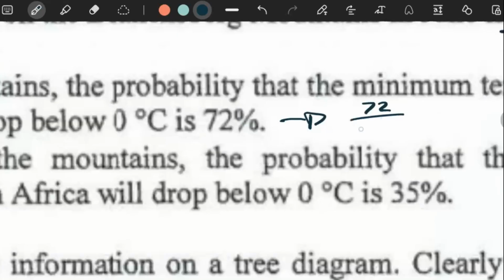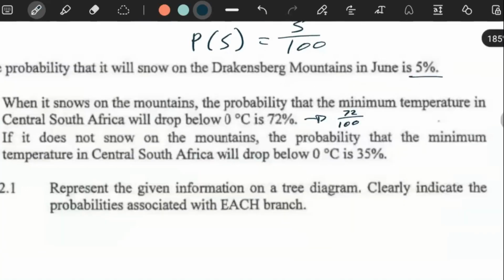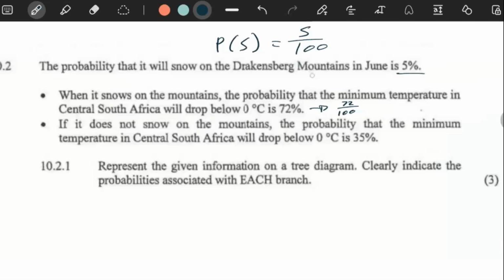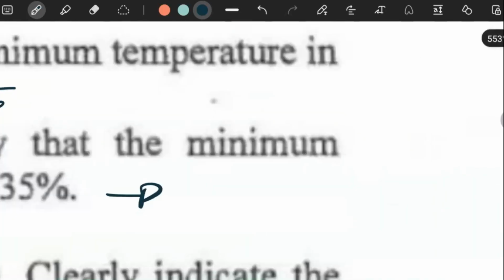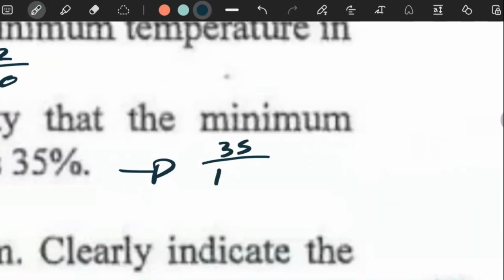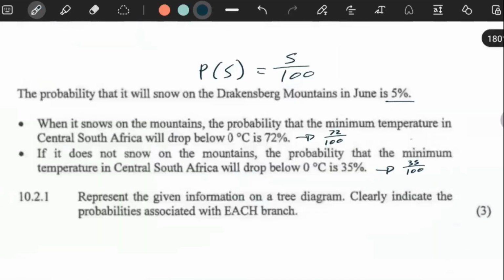So this is adding quite a bit to this question. It's more like saying if it does snow, then the probability that the minimum temperature in central South Africa will drop to 0 degrees is 72%. And then it says if it does not snow on the mountains, the probability that the minimum temperature in central South Africa will drop below 0 degrees is 35%. So all you want to recognize is that these guys are feeding us with a lot of text, almost like a tactic to try and just flood our brains with too many things. But this question is not that difficult. We're going to have to do a tree diagram.